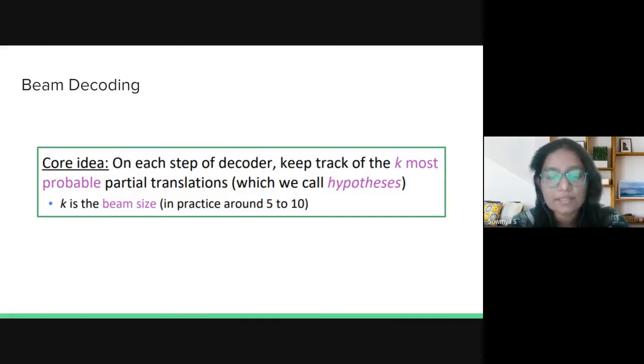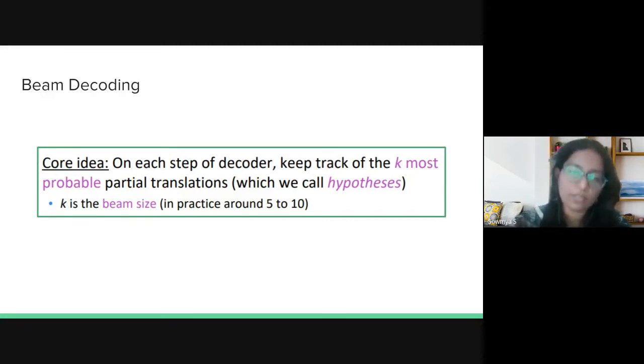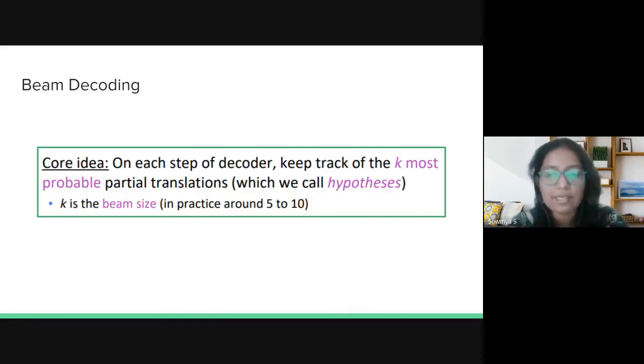What this means is that on each step of the decoder, I keep track of the k most probable partial translations. This is the beam size. In AI, we use beam search a lot, where we keep a set of hypotheses in a beam. I'm sure you would have studied breadth first search and depth first search, and you would have seen that in both searches the space keeps increasing exponentially. You can witness it more in breadth first search, where at the first level, say you have one node, then you have two nodes, and then it becomes four, eight, and so on.